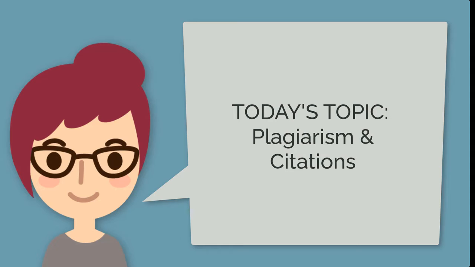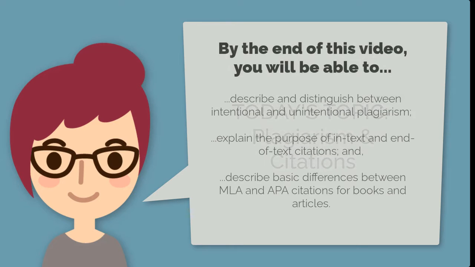Today we're going to look at avoiding plagiarism by correctly citing your sources. By the end of this video, you'll be able to describe and distinguish between intentional and unintentional plagiarism, explain the purpose of in-text and end-of-text citations, and describe the basic differences between MLA and APA citations for books and articles. Let's get started.